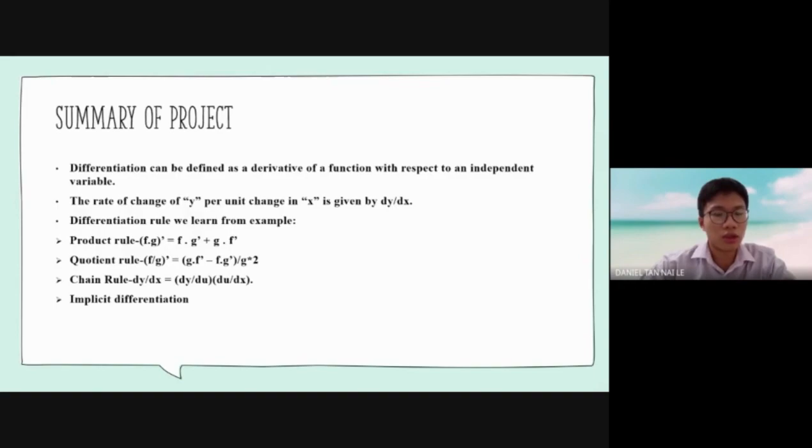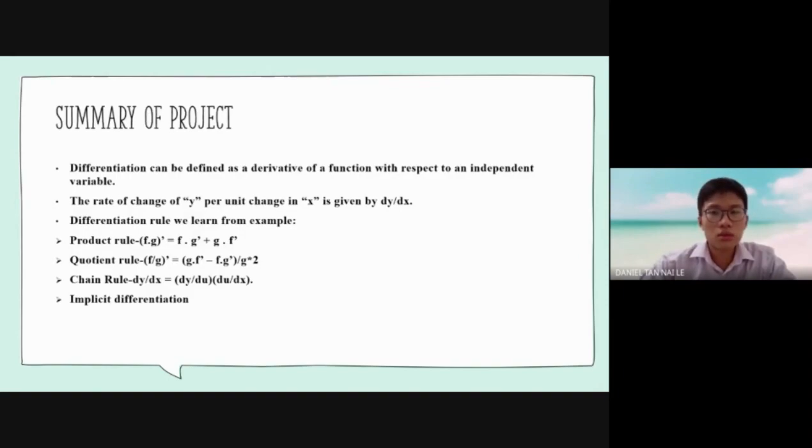The last is implicit differentiation. Implicit differentiation is useful when it is inconvenient or impossible to solve explicitly for y in terms of x. It consists of differentiating both sides of the equation with respect to x and then solving the resulting equation for y. So this is what we can learn from the project that we have done.